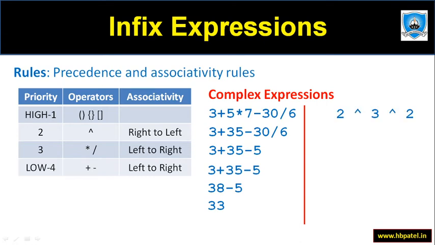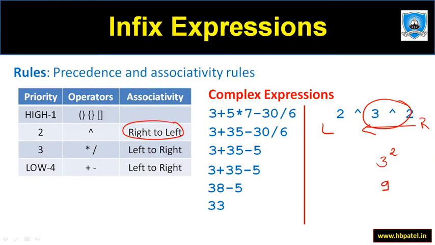Let's take another example. Say 2 raised to 3 raised to 2. Now in this case, for raised to, we go right to left. So this is my right side, this is my left side. So first we do this: 3 raised to 2, that is 9, and that goes to 2 raised to 9. So 2 raised to 9 is the answer. Let us see this one by one.